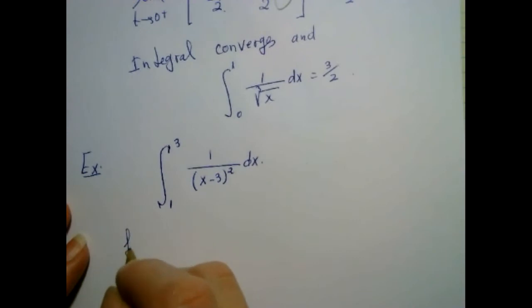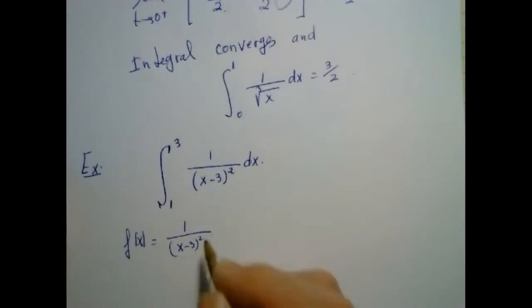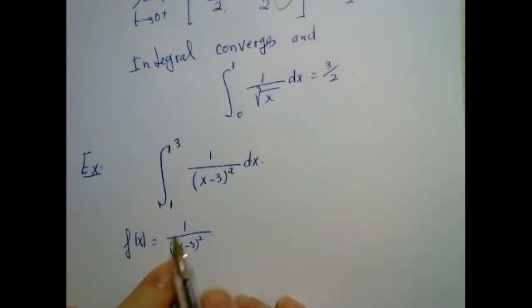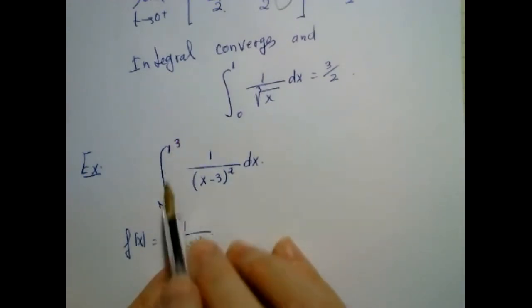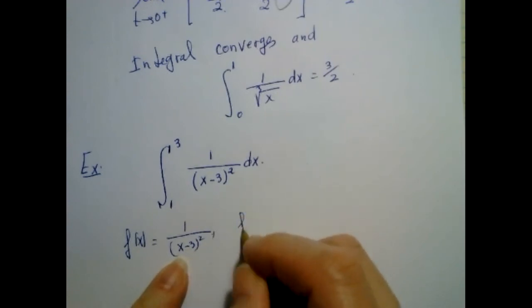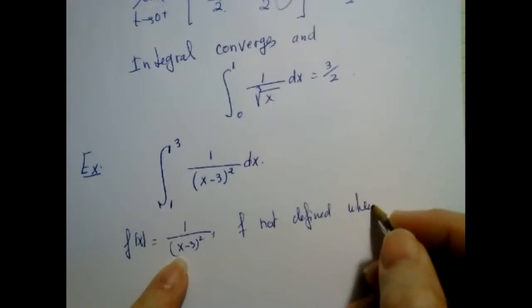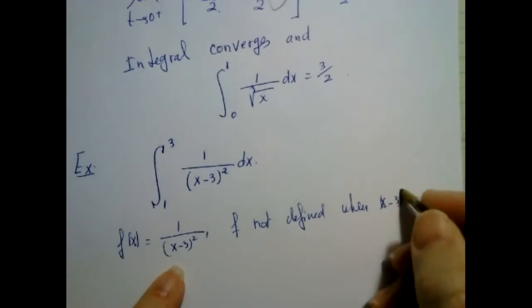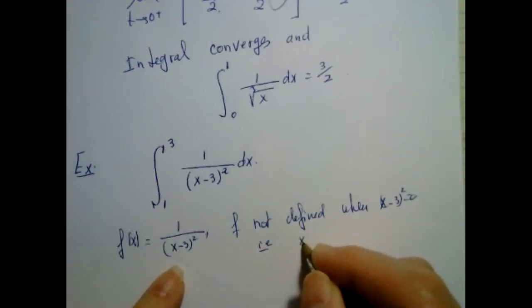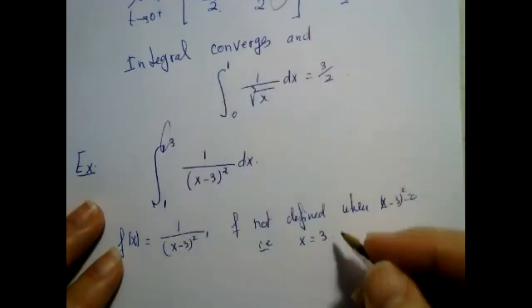If we look at the function f of x here, usually you take the function and you look at its denominator. And you ask yourself, when is the denominator 0? Because that's really where the problem is. And here the denominator is 0 when x equals 3. And then you look, is it part of my interval? And definitely it is part of my interval. We see f is not defined when the denominator is 0, right? When x minus 3 squared equals 0. That is when x equals 3. And the question is, is 3 part of my interval? Yes, which is the upper limit.